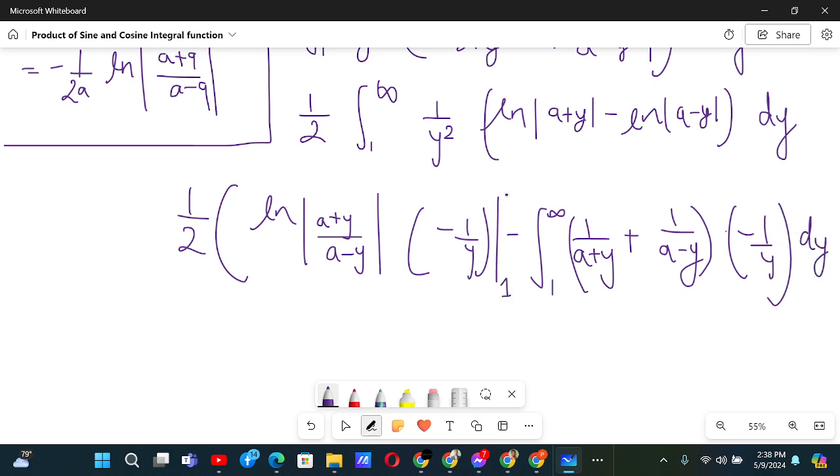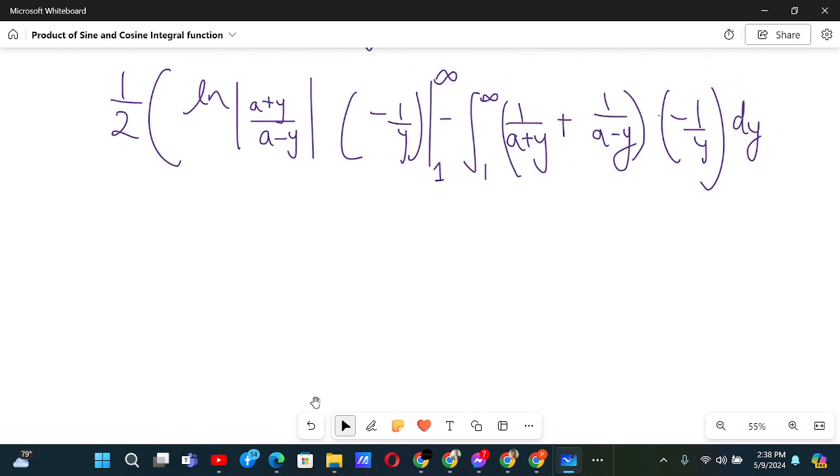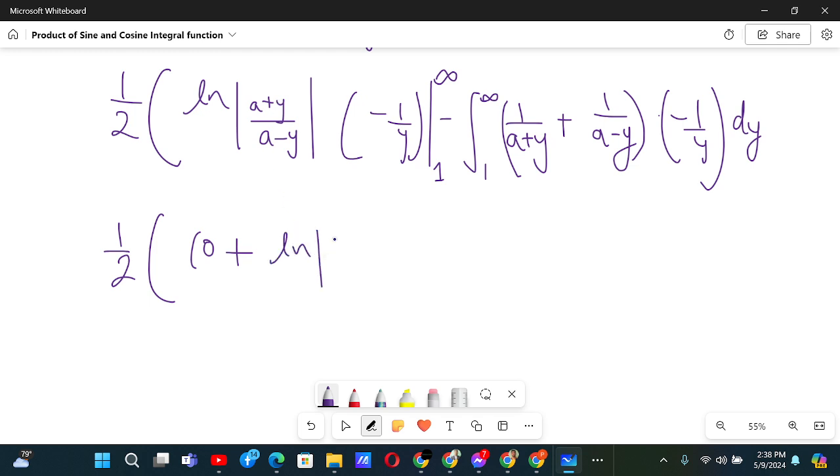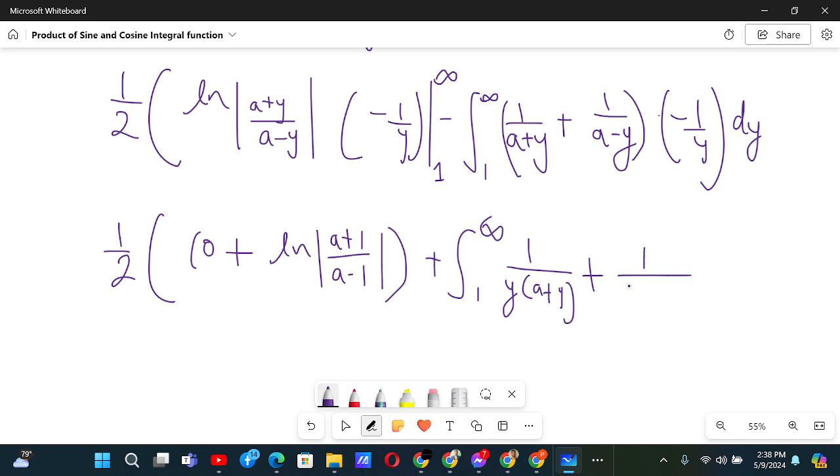Now this is from 1 to infinity, so we have 1 by 2. At infinity, this is just ln of 1, so that's 0. Over here it's a minus sign, so that becomes plus, and y is 1, so we basically have ln of (a plus 1) by (a minus 1). And then a negative sign, and we have the integral from 1 to infinity, minus minus becomes plus, so 1 by y times (a plus y) plus 1 by y times (a minus y) dy.